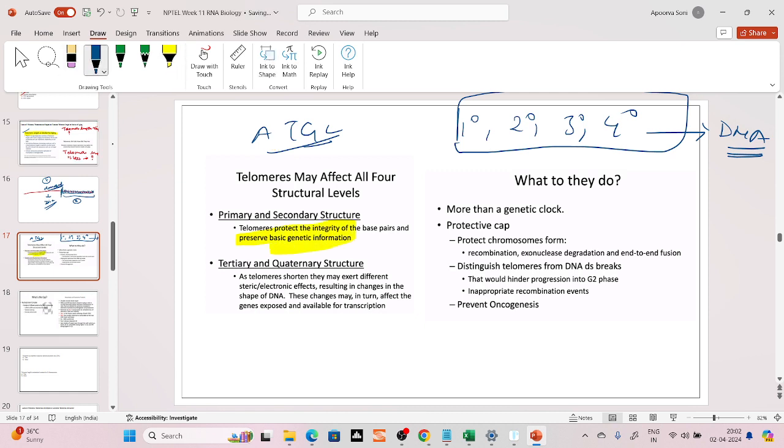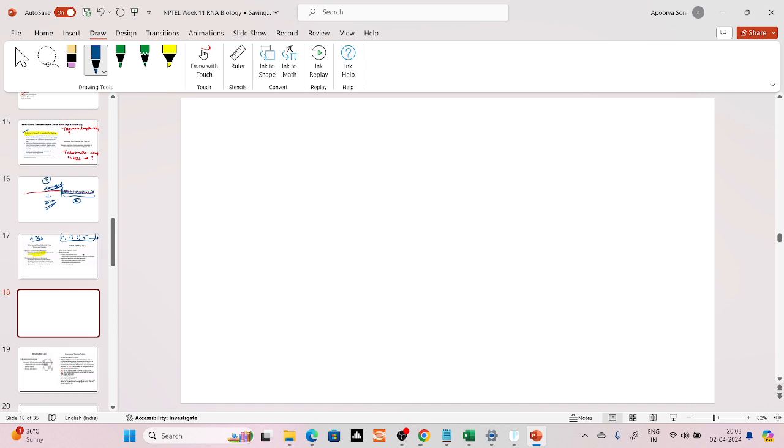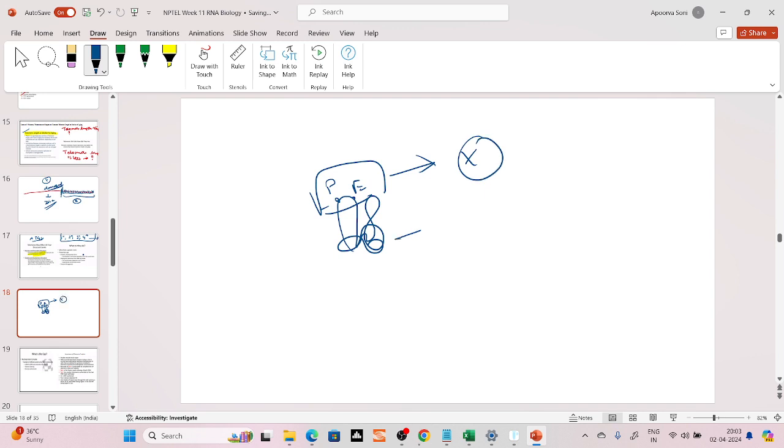Then, how does it affect the tertiary and the quaternary structures? As telomeres shorten, they may exert different steric effects, resulting in changes in the shape of DNA. And these changes may in turn affect the genes exposed and available for transcription. That means if the secondary structure of the DNA was something like this, and this structure has put this promoter and this enhancer in very close proximity, therefore the transcription of a gene X is happening, and this is because of the telomeres which are present.